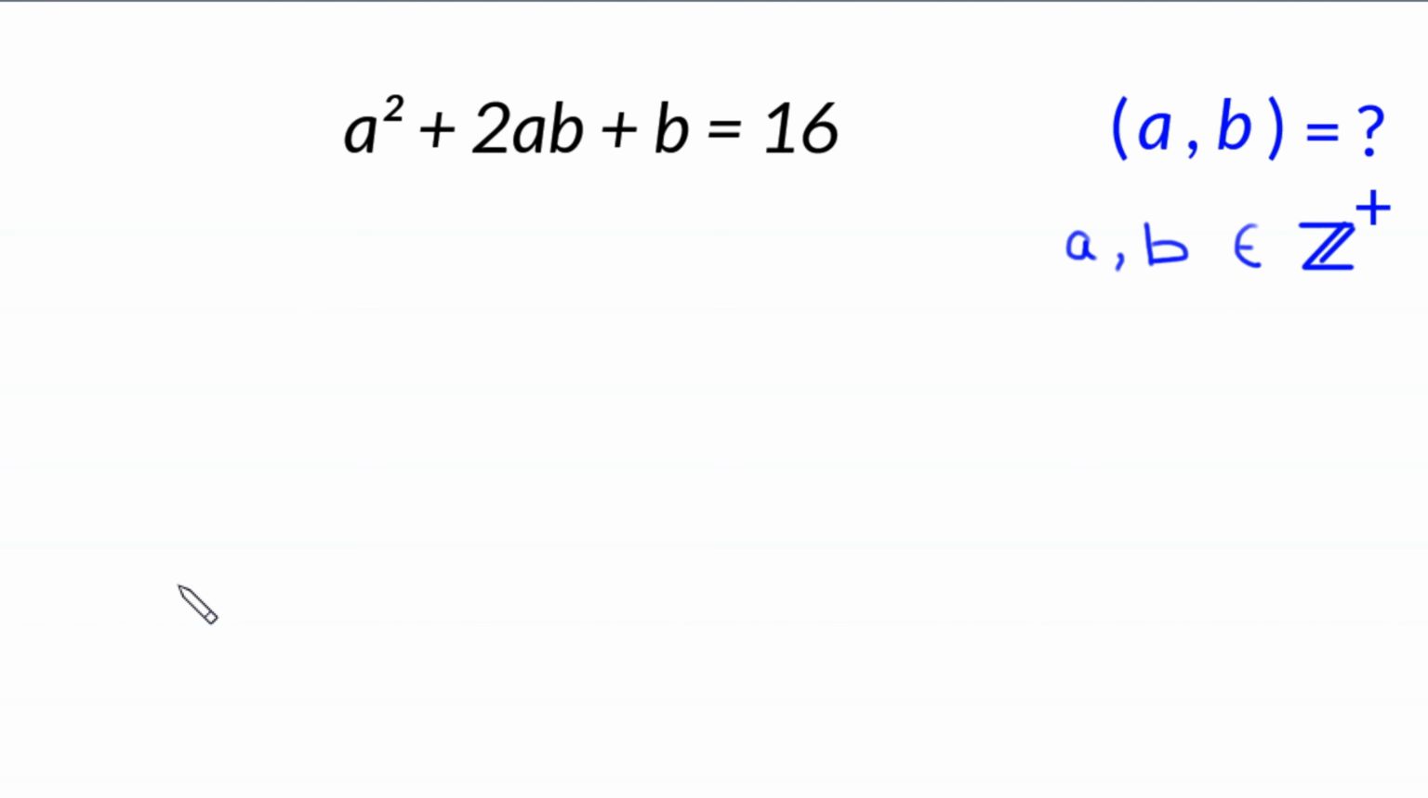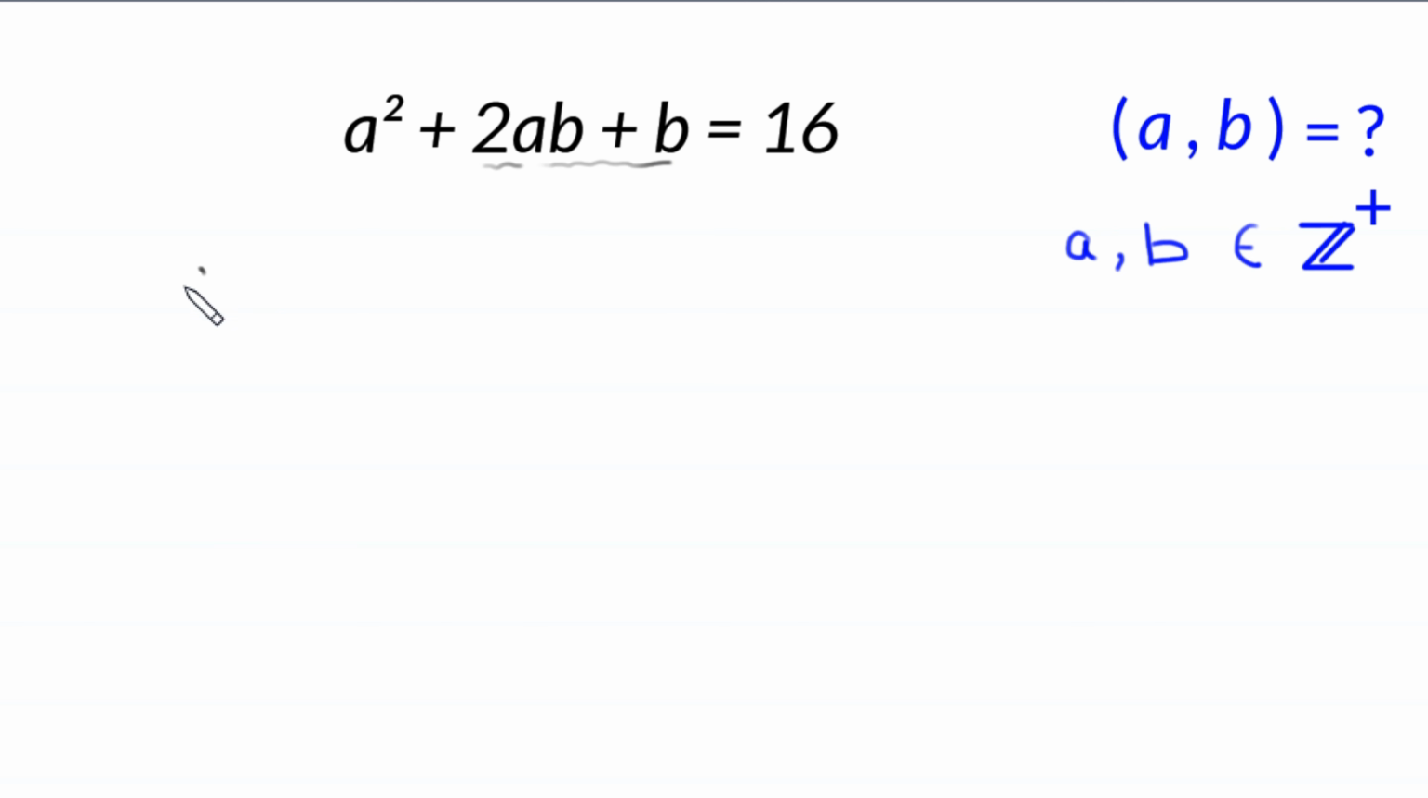Hello everyone, welcome to how to solve this very nice Diophantine equation: a squared plus 2ab plus b equal to 16. Our job is to find all possible values of a and b such that a and b are positive integers. So let's start. First, from these two terms 2ab and plus b, we factor out b.